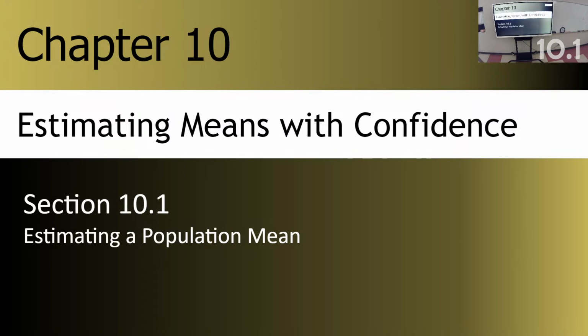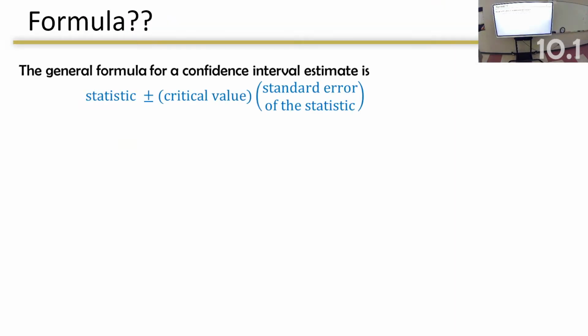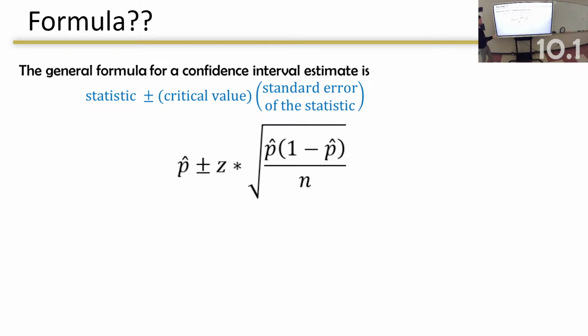So, estimating a population mean. I'll jump right into the formula. You know the formula is in words, since it's a confidence interval. Two chapters ago, with proportions, the statistic was p hat, the critical value was z, and the standard error was the square root of p hat times 1 minus p hat over n. Now it's our job to recognize whether the data is categorical or numerical. Everything in this chapter is numerical data. However, I may throw categorical questions on your test, so just recognize those types of things.